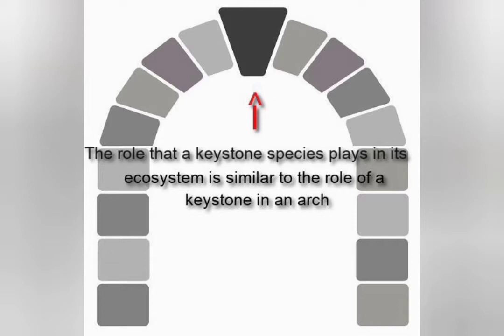The role that a keystone species plays in its ecosystem is similar to the role of a keystone in an arch. While the keystone is under the least pressure of any of the stones in an arch, the arch still collapses without it. Similarly, an ecosystem may experience a dramatic shift if a keystone species is removed, even though that species was a small part of the ecosystem by measures of biomass or productivity.